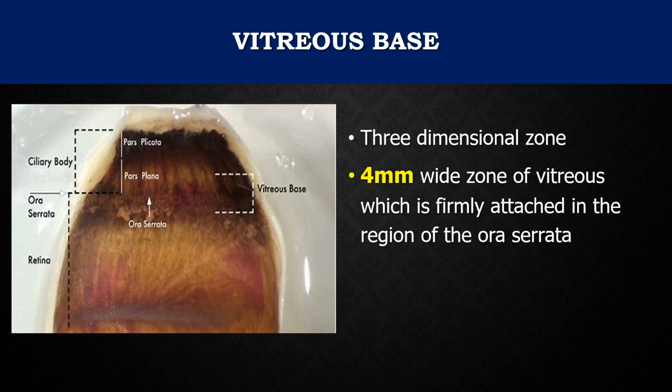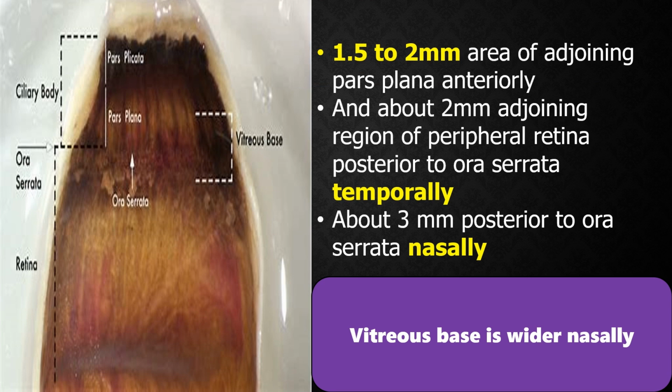Right, so vitreous base is basically a three-dimensional zone. It is about 4 millimeters in width. It is present all throughout. So this is just a section of the eyeball. You're going to have all these structures 360 degrees. So vitreous base is also that 4 millimeter wide zone of the vitreous, which is firmly attached to the region of the ora serrata.